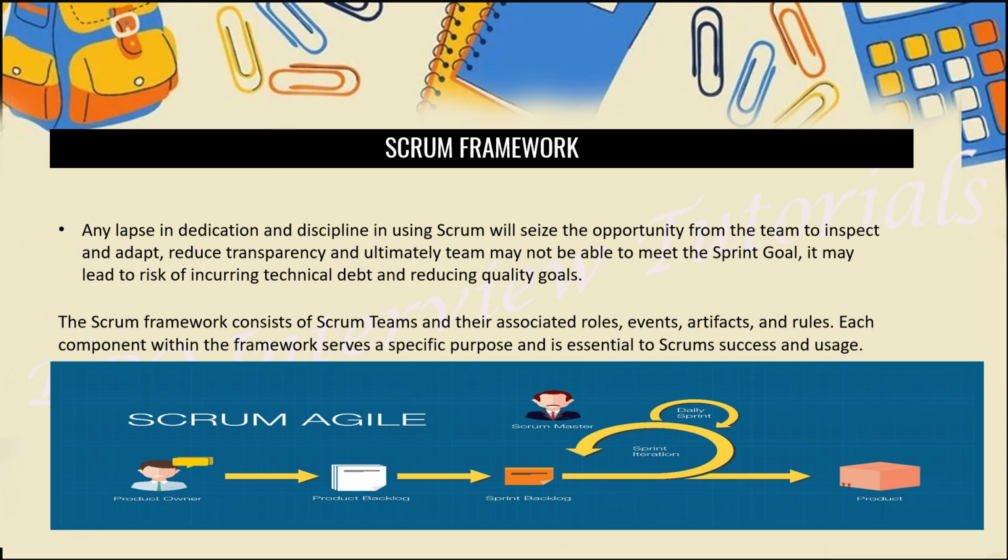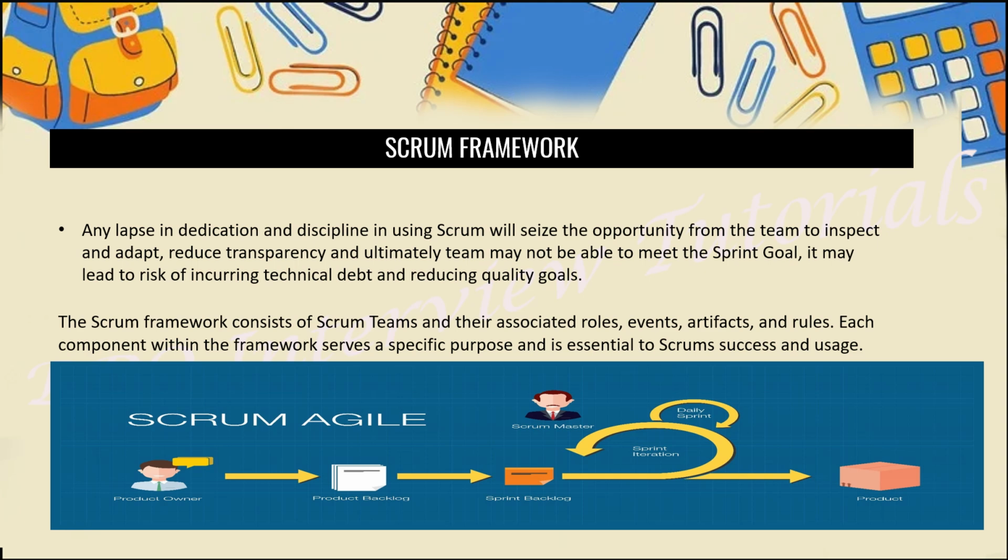The next point you can see: if there is any lapse, then Scrum will lose the opportunity to inspect and adapt, reducing transparency, and ultimately the team may not be able to meet the sprint goal. It may lead to the risk of acquiring technical debt and reducing quality. So we have to be very clear in all the sprints: we are dividing the entire project into certain parts and working on each part as per priority. If we find any ambiguity or issues, we have to make sure everything is sorted so that we can meet our end goal.